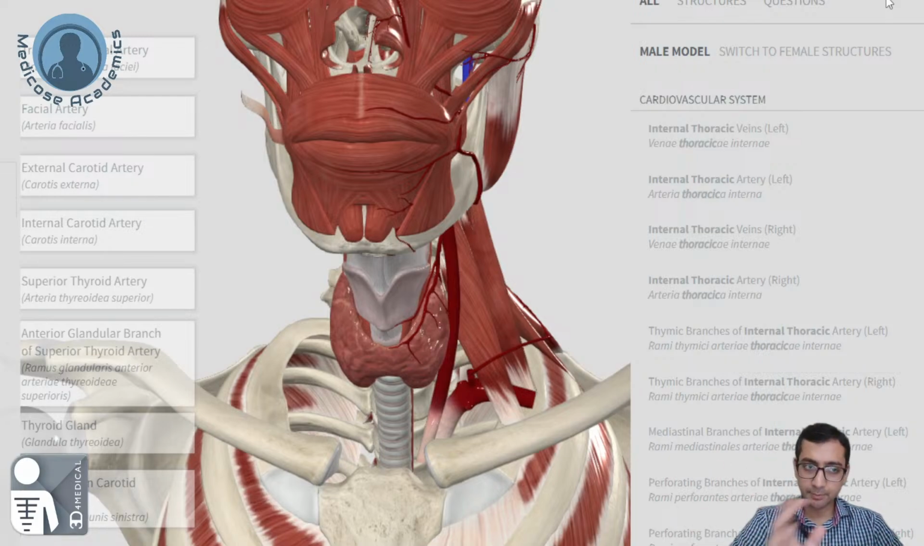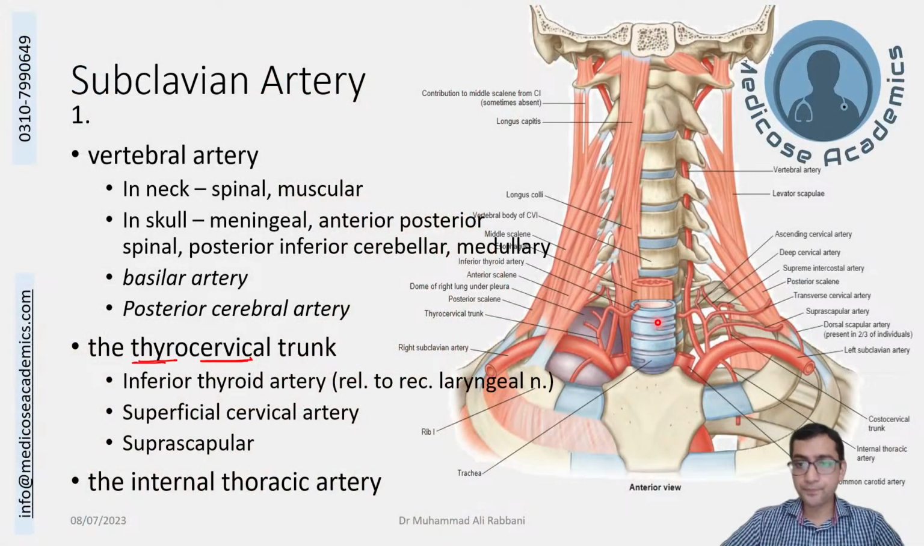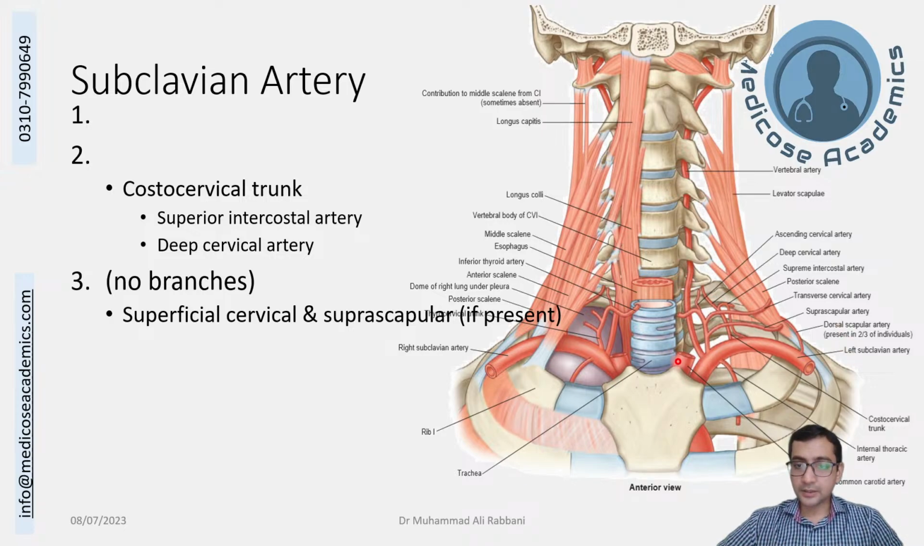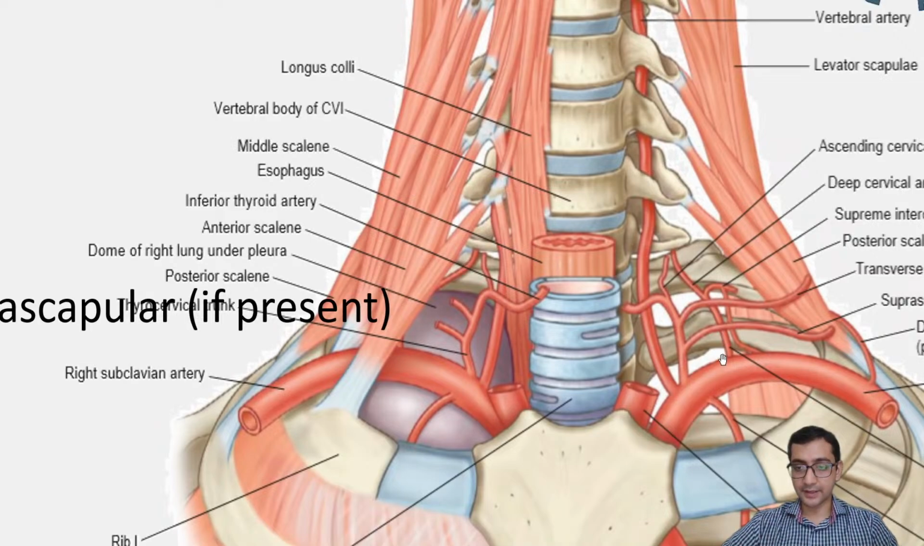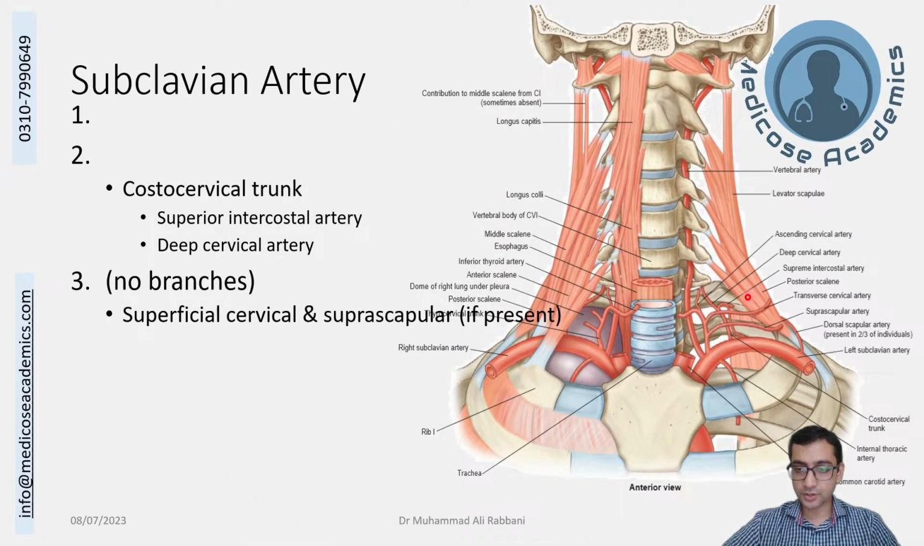Let me do the other parts of the subclavian artery also. Then we will do them in block. So for the subclavian artery, I talked about the first part. The first part had three branches: internal thoracic, vertebral, and the thyrocervical trunk. It has further three branches: inferior thyroid arteries, superficial cervical artery, and suprascapular arteries. Then the branch that arises behind the second part, behind the scalenus anterior muscle, is called the costocervical trunk.